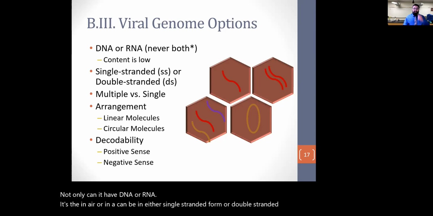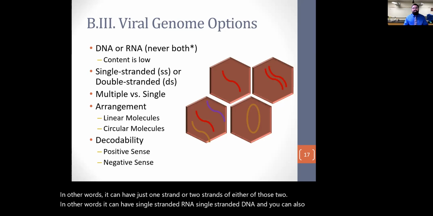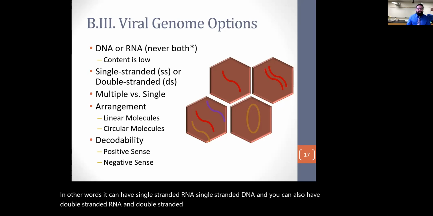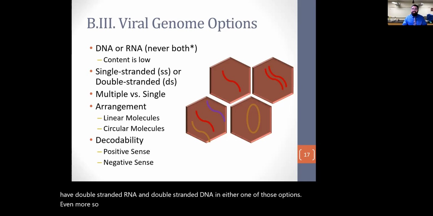In other words, it can have just 1 strand or 2 strands of either of those two. In other words, it can have single-stranded RNA, single-stranded DNA, and it can also have double-stranded RNA and double-stranded DNA in either one of those options. Even more so, viruses can come in multiple sections.